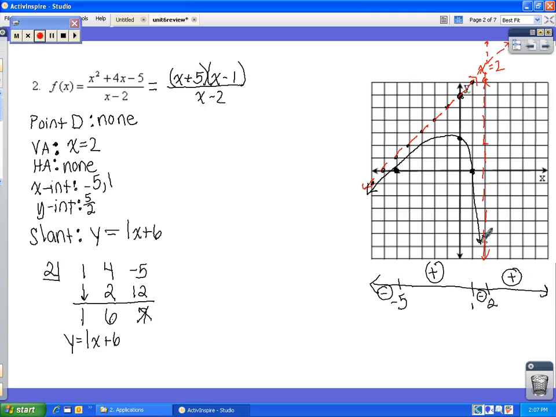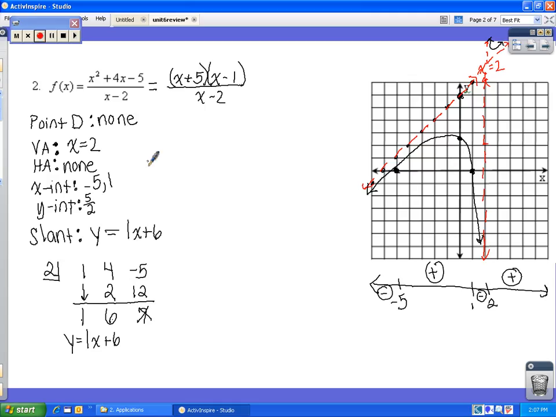You could test it and do 10 plus 5, which is positive, 10 minus 1, which is positive, 10 minus 2, which is positive, so again, you're getting a positive number. So the other portion of the graph is going to look like this, and it's going to be up in this area. But again, the way that this graph is drawn, it makes it very difficult to see that.